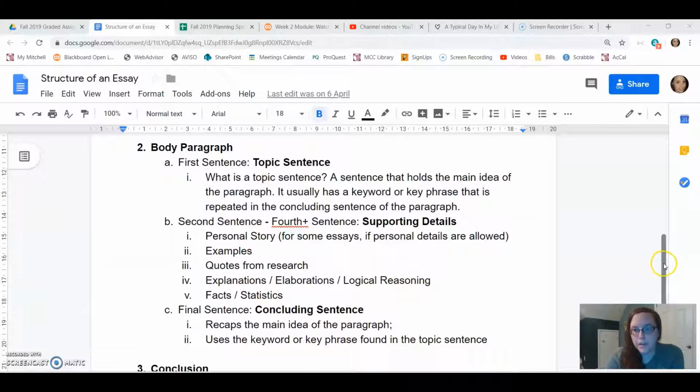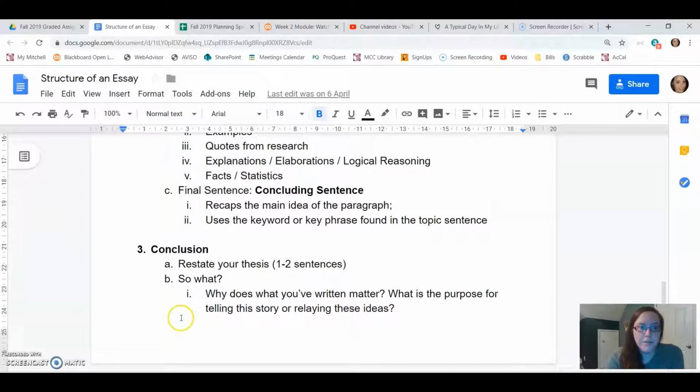Then we are going to talk a little bit about conclusions, and conclusions for me as a writer are some of the more challenging things to write. The chapter in your textbook, A Student's Guide to Writing, I believe it is chapter 2, talks a little bit about conclusions and why they are so important, and I definitely encourage you, if you haven't already, to read that chapter. There's 2 things I need you to do in your conclusion.